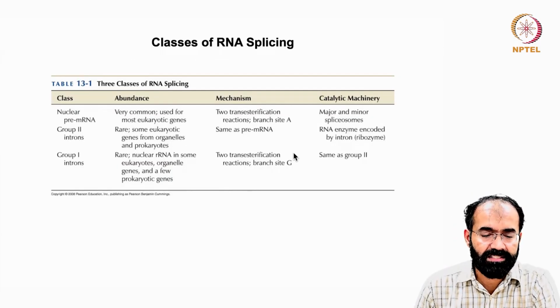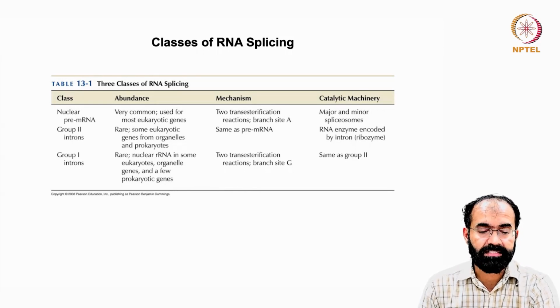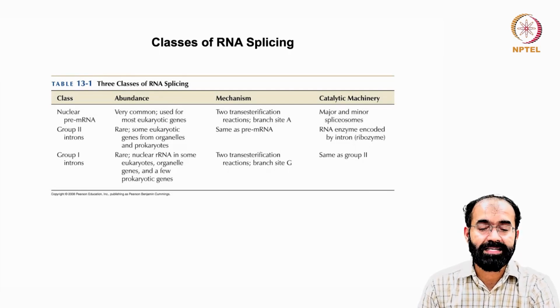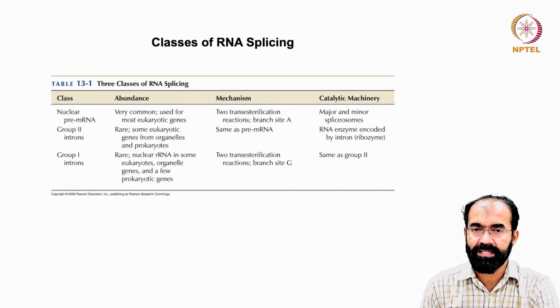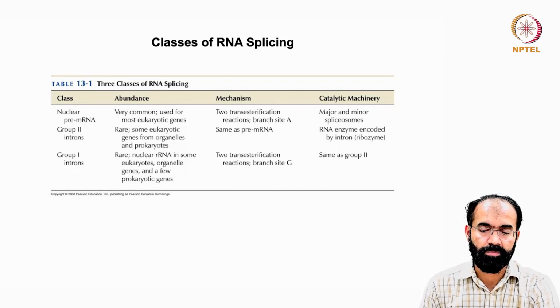So there are different classes of RNA splicing. This is a revisit: nuclear pre-mRNA splicing is one important class that is very common, used for most eukaryotic genes. It contains two transesterification reactions, and the branch point is the branch A. There are major and minor spliceosomes. What we have seen so far is the major one, and the minor one we will see in a short while.